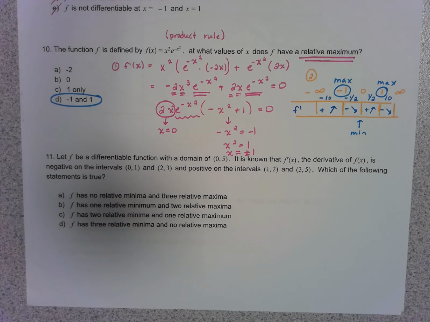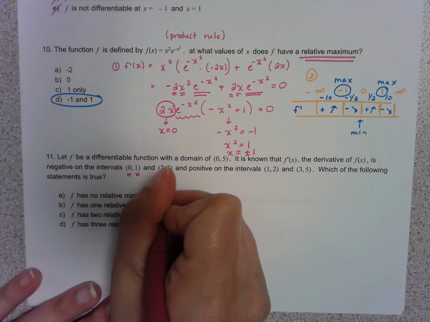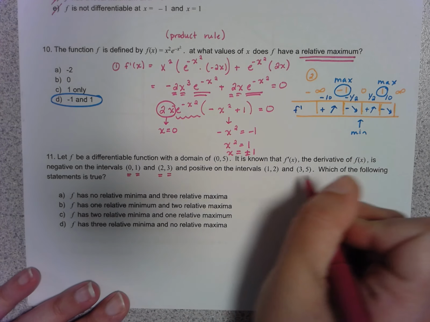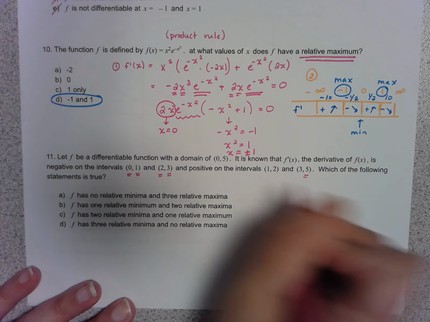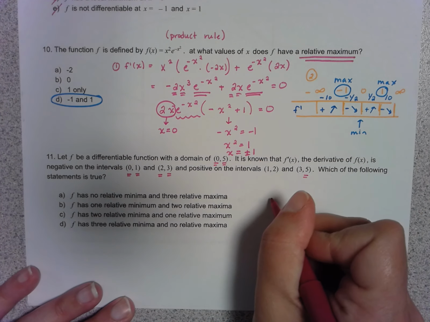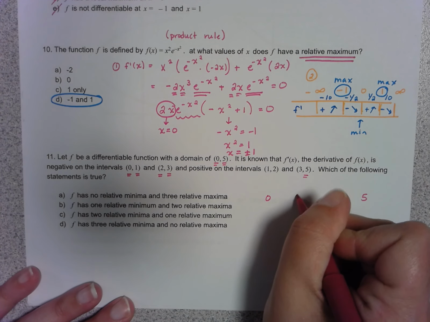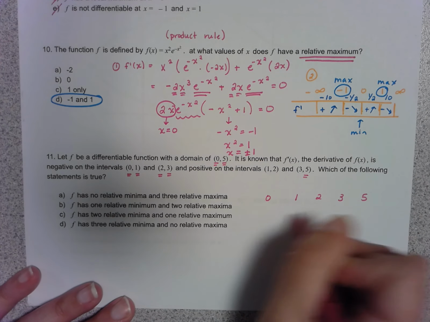So for this, I think it's easiest to organize my information into a chart. It seems that the key numbers in my chart are going to be 0, 1, 2, 3, and 5. And the domain is 0 to 5, so I don't need to go from negative infinity to positive infinity. It's going to be 0 to 5. And then I'm going to fill in the 1, the 2, and the 3.